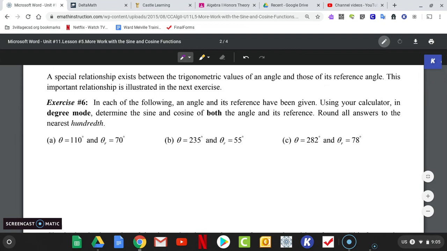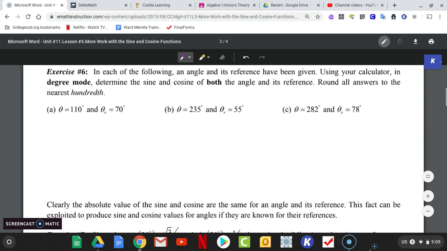Exercise 6. In each of the following, an angle and its reference have been given. Using your calculator in the degree mode, determine the sine and cosine of both the angle and its reference. Round all answers to the nearest 100. All right. So here's what we got to do. The sine of 110 in our calculator, just press it in. You'll get 0.94. And the cosine of 110, if you do it, you'll get negative 0.34.